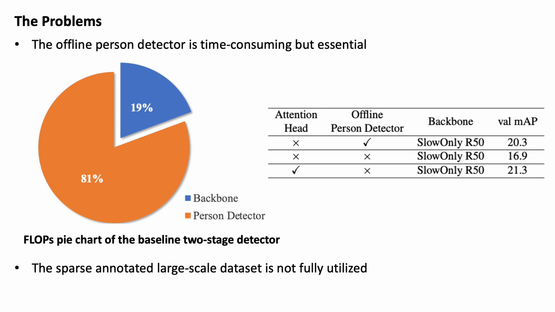Some former works tried to build end-to-end detectors; however, they could not get satisfying performance. As shown in the table, former end-to-end detectors resort to the help of a classification head with an attention mechanism to remedy the accuracy loss caused by removing the heavy offline person detection. Secondly, the sparsely annotated large-scale dataset is not fully utilized. Former methods only use the annotated keyframes and ignore the unlabeled frames that account for the majority.